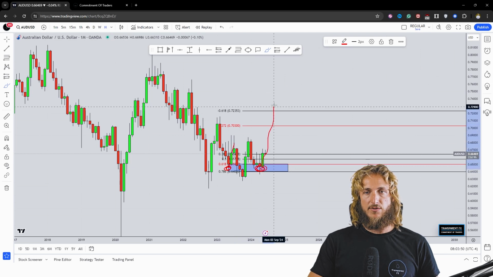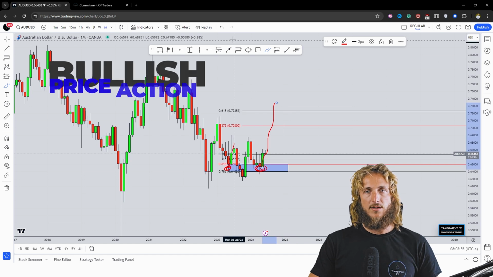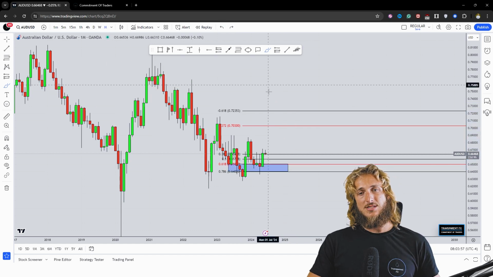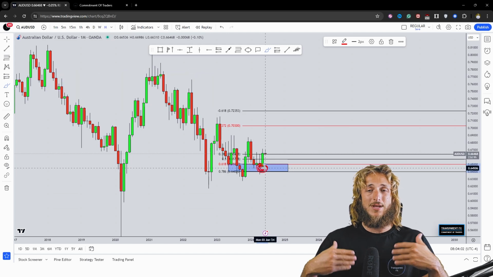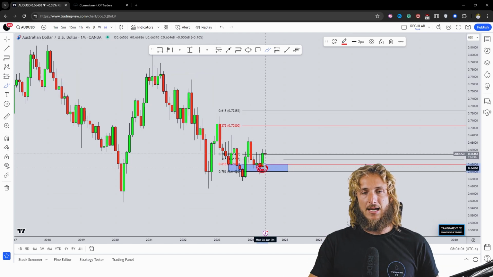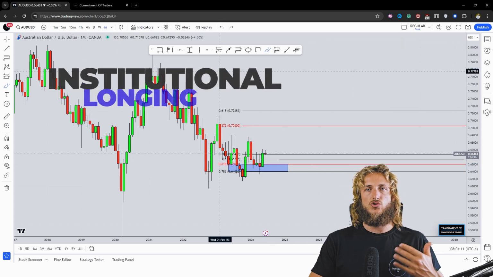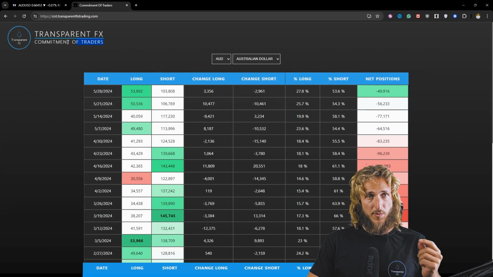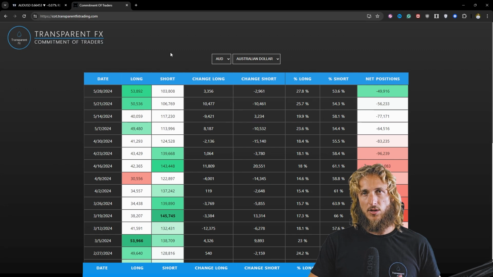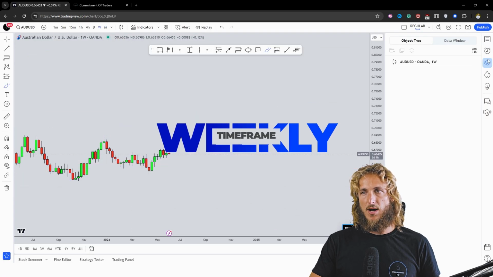So from here, there is definitely the possibility of seeing more bullish price action being created away from this area, because this is a confluence of support zone, because we have both the horizontal support and also the Fibonacci levels lining up in the same area of price. And when you have a confluence of support area, that increases the probabilities of seeing institutional longing inside of the zone. And we will be speaking about institutional longing in just a few minutes when we move to the commitment of traders. For now, let's drop down on the weekly time frame and see what we have from a weekly standpoint on this pair.